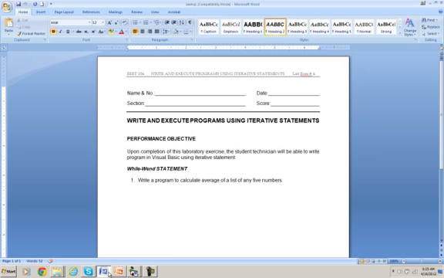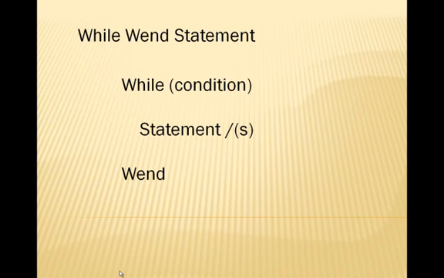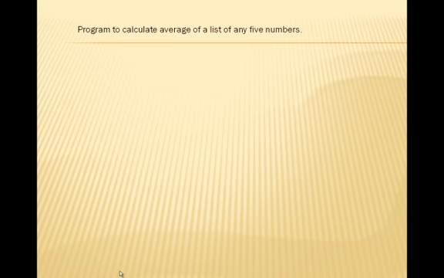This is the problem statement. Write a program to calculate the average of a list of any 5 numbers. Now for the solution, we'll be using the application of the while statement. So again, the problem statement: a program to calculate the average of a list of any 5 numbers.